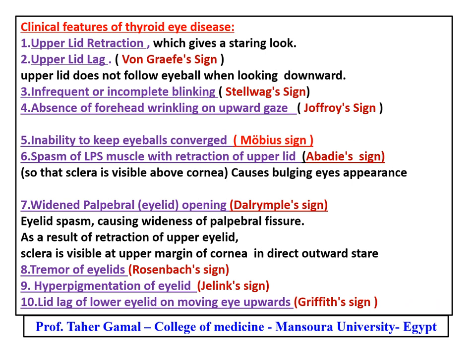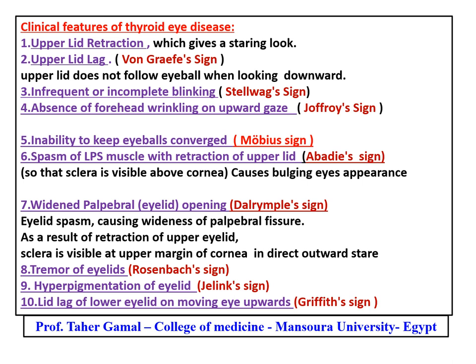The clinical features of thyroid eye disease. Upper lid retraction, which gives a staring look. Upper lid lag, von Graefe sign: the upper lid does not follow the eyeball when looking downward. Infrequent or incomplete blinking, the Stellwag sign. Absence of forehead wrinkling on upward gaze, Joffroy sign. Inability to keep the eyes converged, Möbius sign. Spasm of the levator palpebrae superioris muscle with retraction of the upper lid, Abadie sign, so that the sclera is visible above the cornea, causing a bulging eyes appearance.